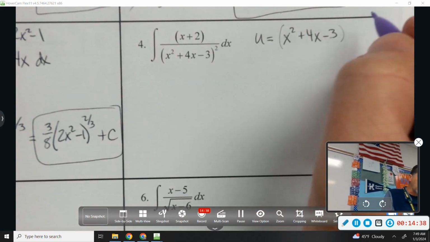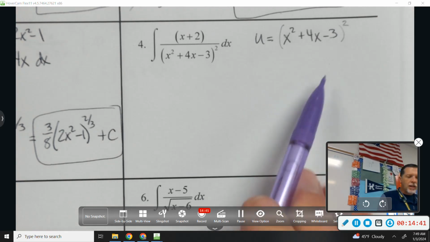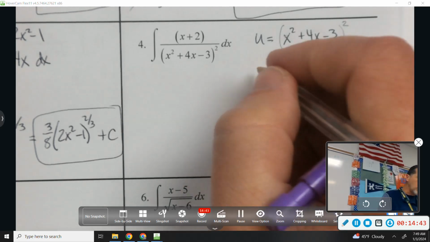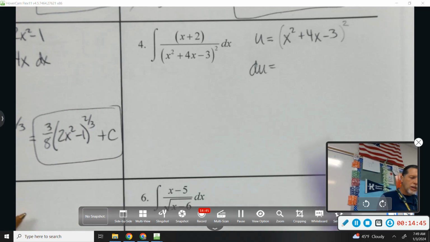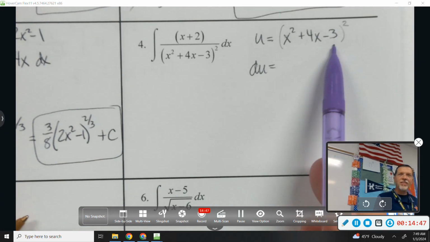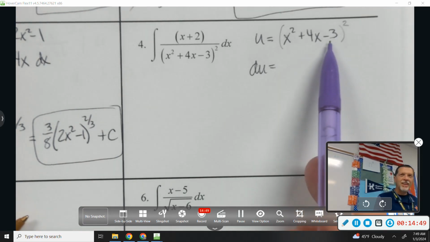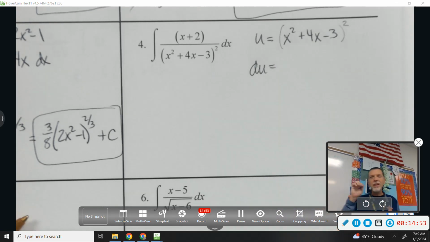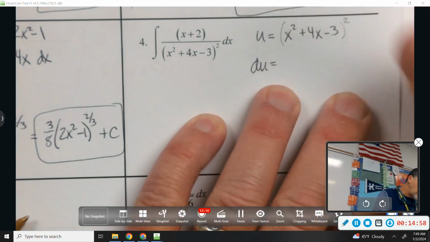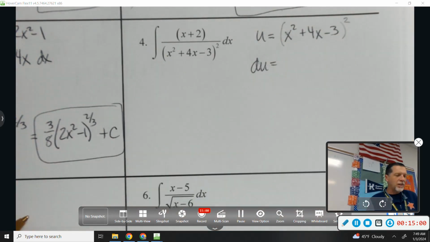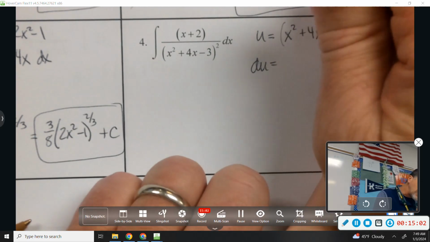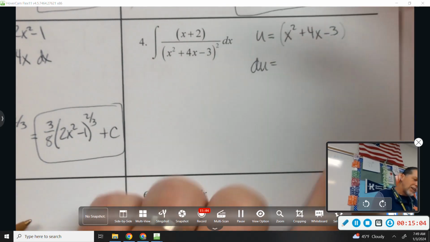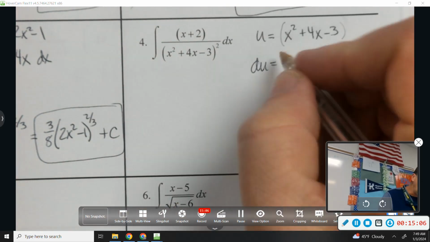I switched to pencil, so don't write this down. When it came time to find du, it would be 2 times all of this times the derivative of that. That would be a very complicated du. So you want u to be kind of complicated, but not so complicated that du is crazy. So you were absolutely right to be thinking, do I need to include that squared or not? And the answer is no, because if you did, du would be crazy.